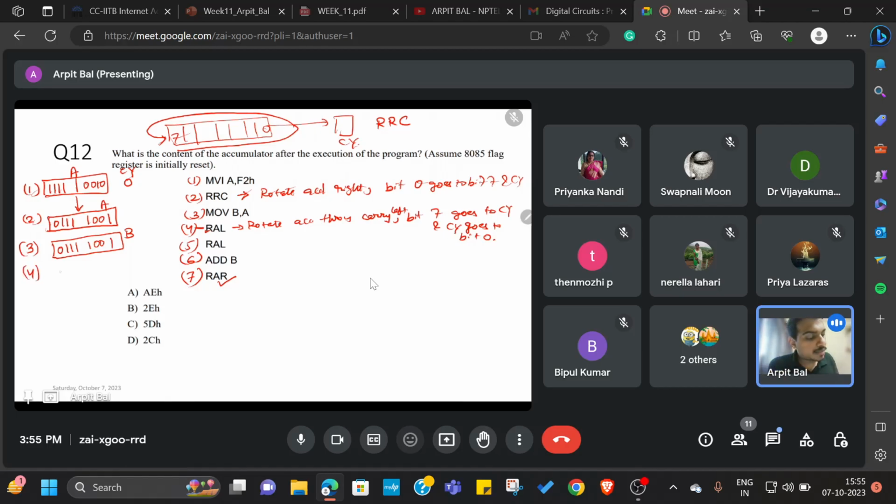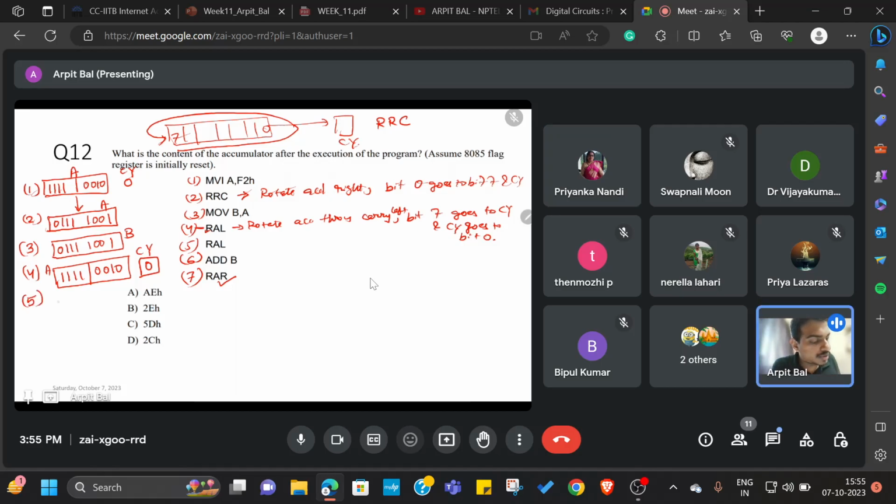In the fourth step, what happens? What should be the accumulator value and what should be the carry flag? Accumulator value will be 0 0 1 1 1 1 0 0 1 0. And what should be the carry? 0. Okay.